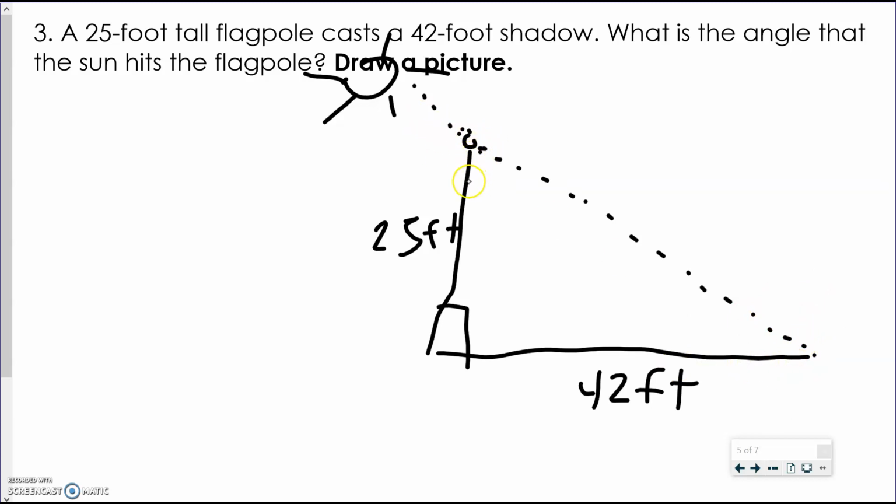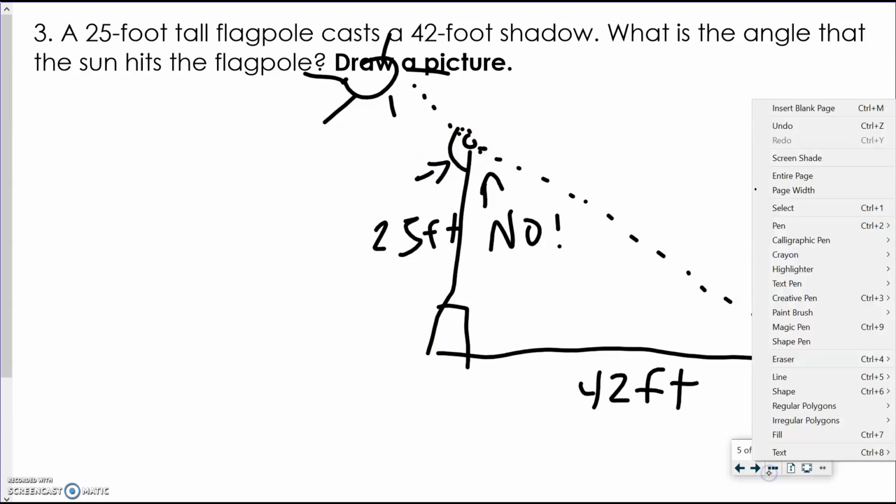And a lot of people would say it's this one right here. However, it's not. It is actually this angle out here. Again, it's the sun that it hits the flagpole. So it's essentially the sun to the outside of the flagpole, which is right here. And this is the inside because this is the shadow side of the flagpole. So it is actually hitting the outside part, this angle.